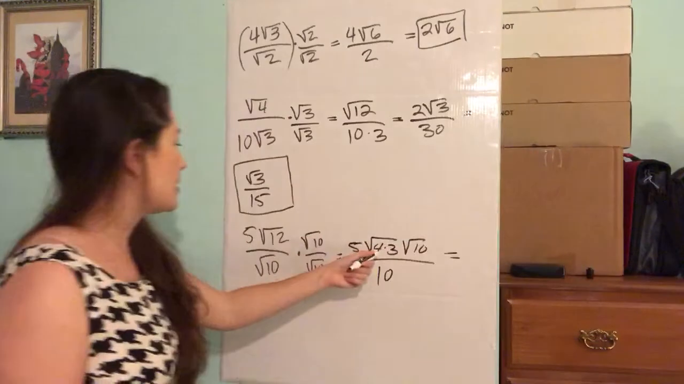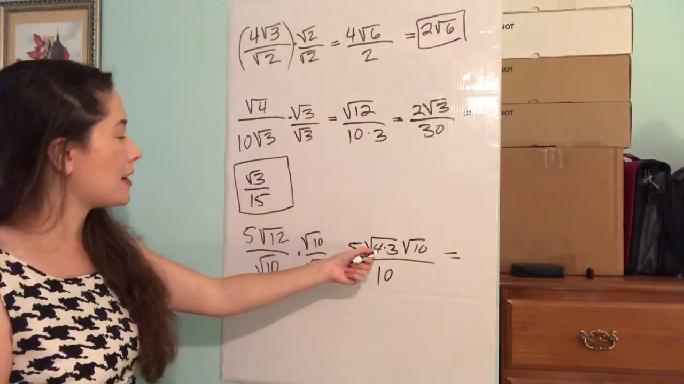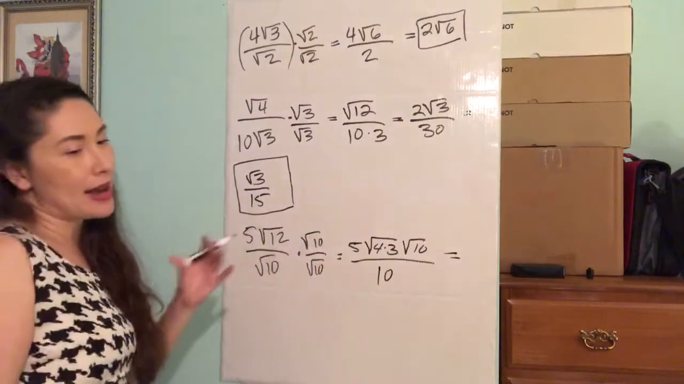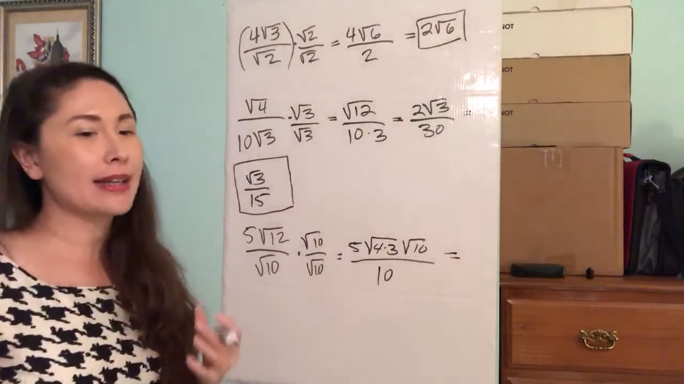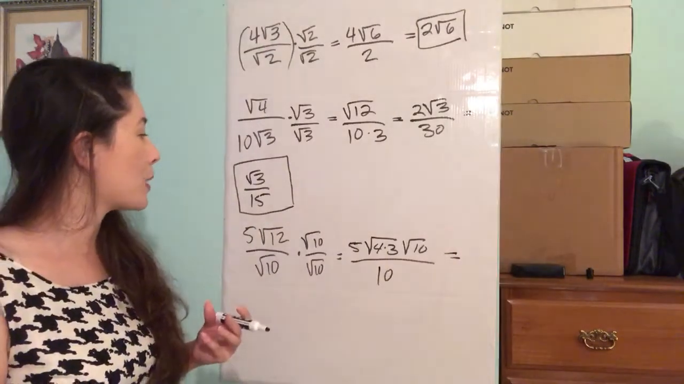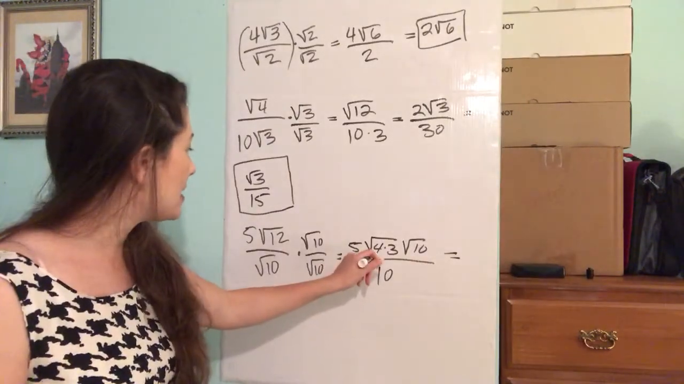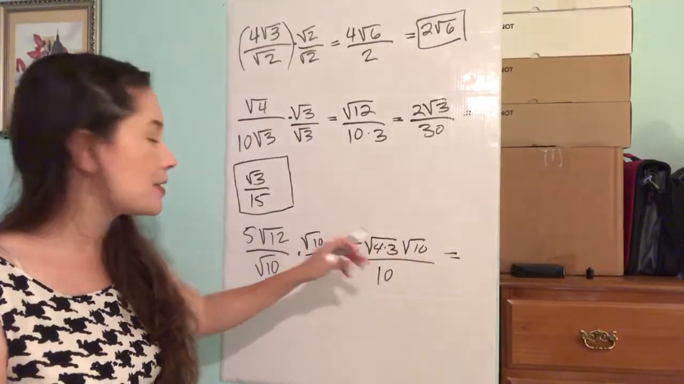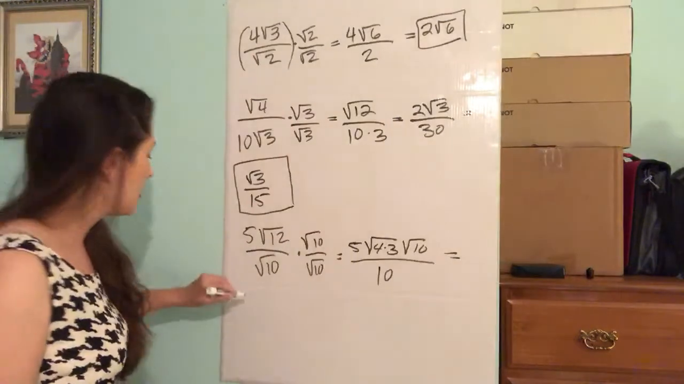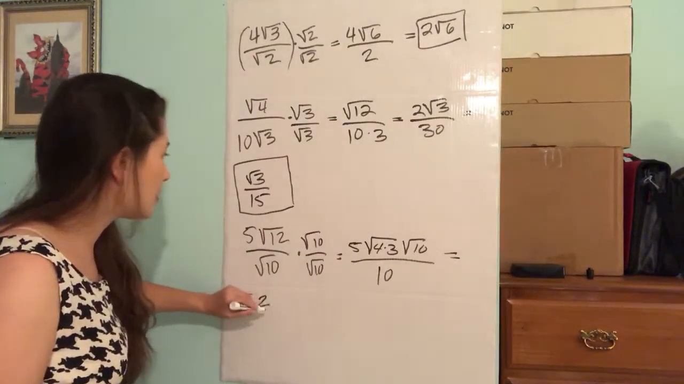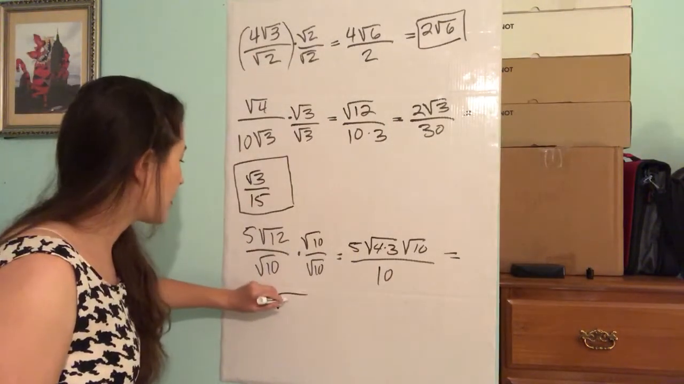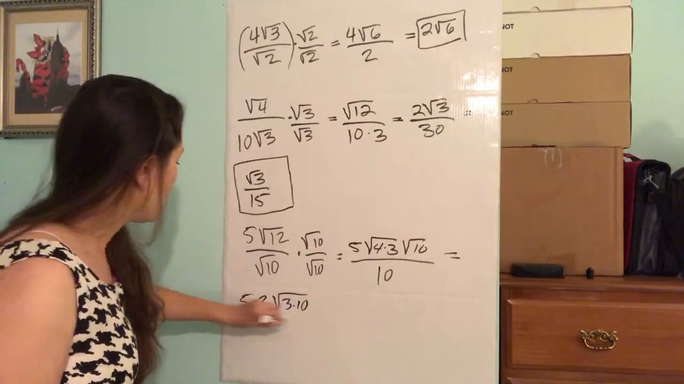Now I did this because I want to be able to break this down and take something out. I want to simplify it as much as I can. I want to get it to the point where it cannot be simplified any further. So this 4 can be taken out because square root of 4 is 2, right? So let's take that out. So that's going to be 5 times 2 times the square root of 3 times 10 over 10.